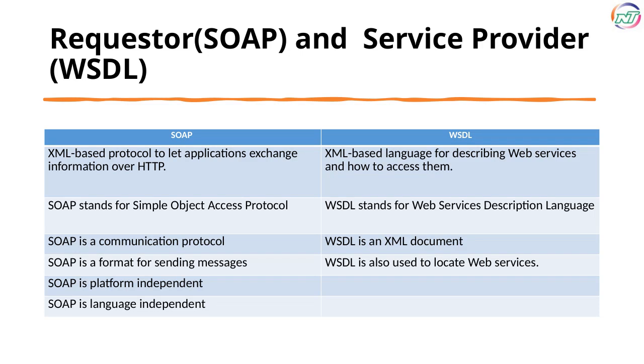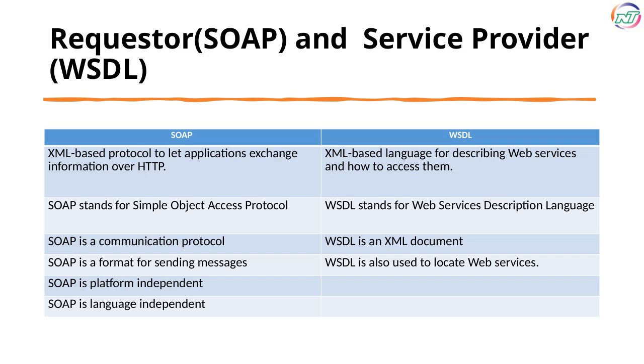SOAP is an XML-based protocol used to enable communication between applications over HTTP, allowing them to exchange information regardless of platform or programming language. It stands for Simple Object Access Protocol and serves as a format for sending messages. On the other hand, WSDL, which means Web Services Description Language, is also XML-based, but focuses on describing the services offered by a web service and how to access them. Unlike SOAP, WSDL is an XML document used to locate web services and define their operations.